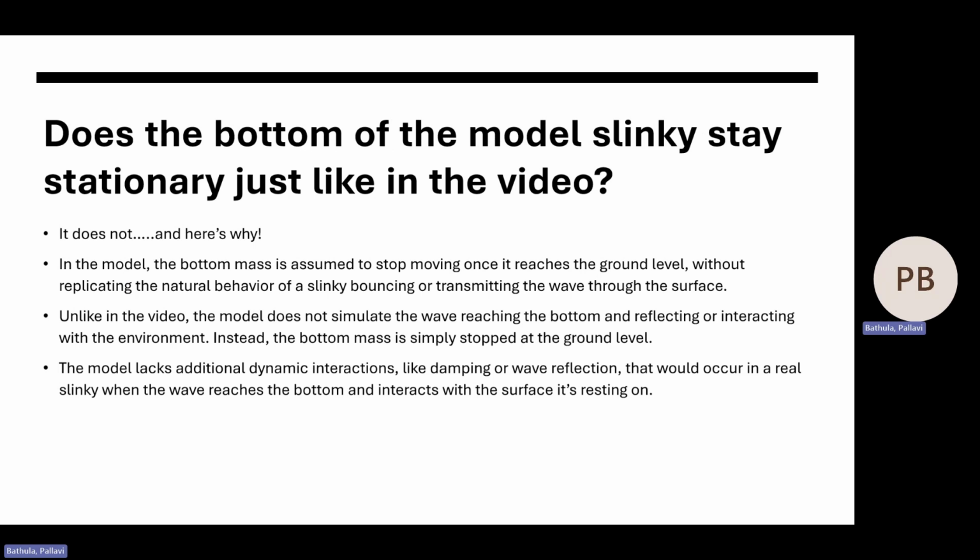Now, our main question is, does the bottom of the slinky stay stationary just like in the video? And it does not, and here's why. In the model, the bottom mass is assumed to stop moving once it reaches ground level, without replicating the natural behavior of the slinky bouncing off the surface. Unlike the video, the model doesn't simulate the wave reaching the bottom and reflecting or interacting with the environment. So the model lacks these two dynamic interactions that are very important.